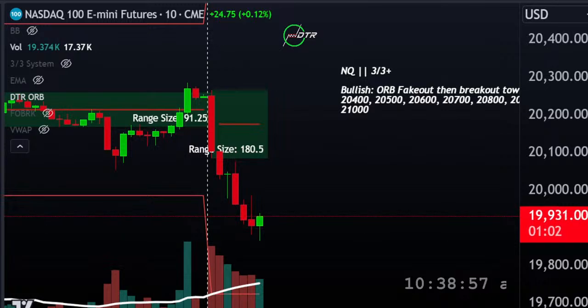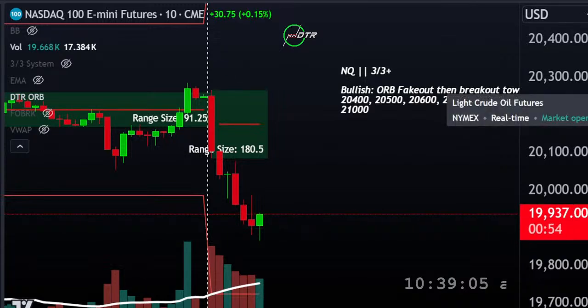VIX again under 20, now 19.57. Let's see, minute to go here. Oh man, it finally feels like autumn today. It's sad.